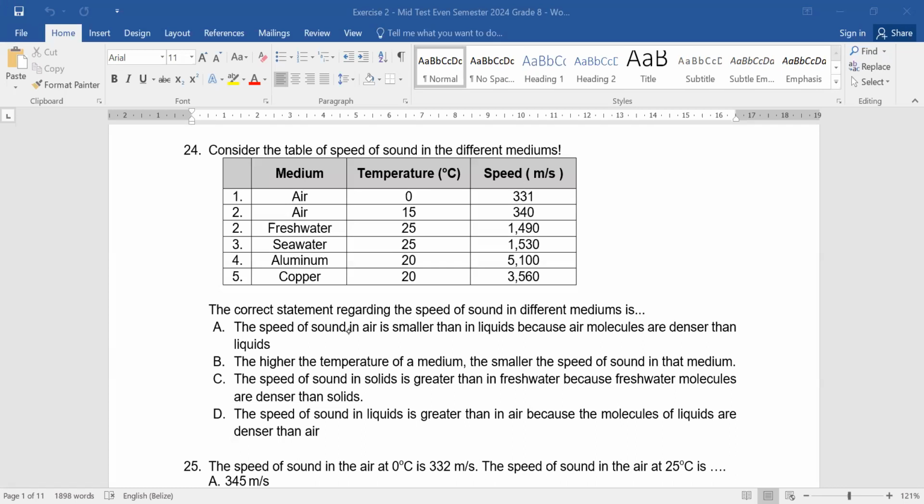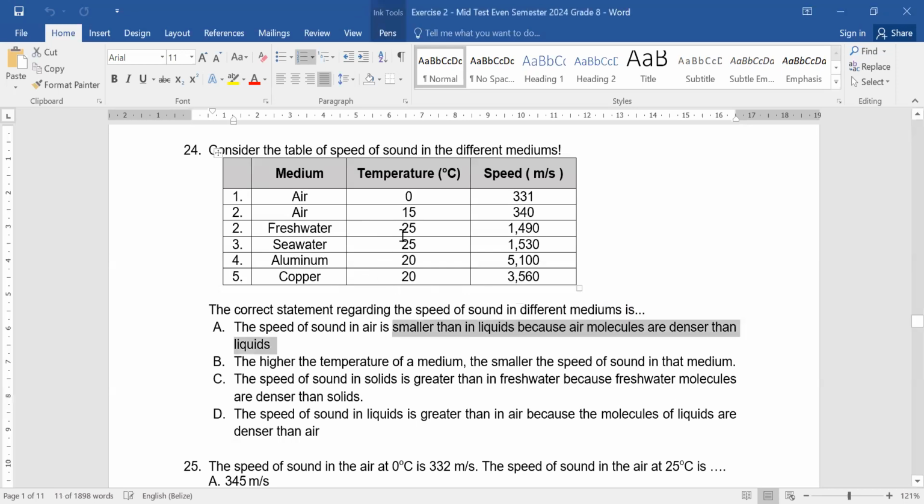So first statement, the speed of sound in air is smaller than in liquids because air molecules are denser than the liquid. If you say that smaller than liquid is correct, right? But the thing is, the air molecule is not denser than liquid. So it's wrong because of this statement.